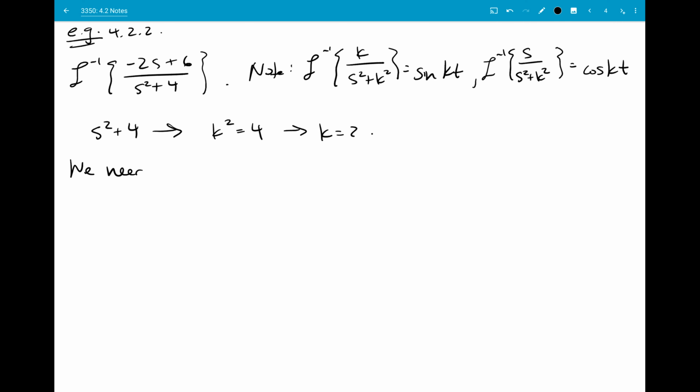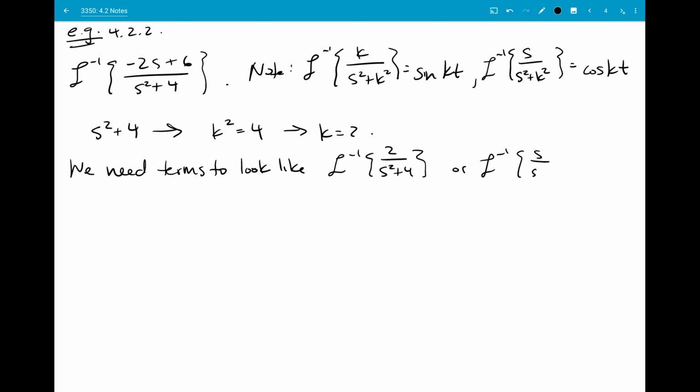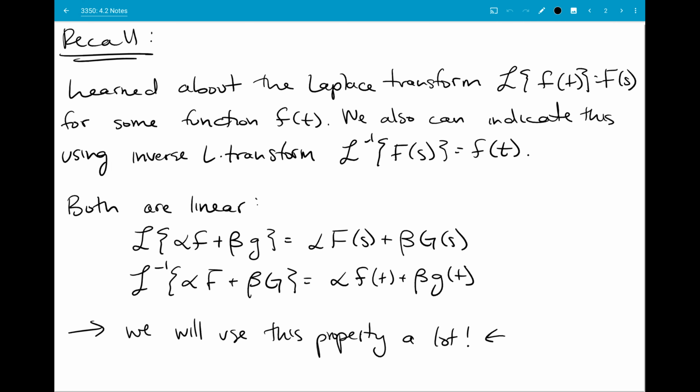So we need terms that look like L inverse of 2 over s squared plus 4 or L inverse of s over s squared plus 4. Then we would know that it's sine of 2t or cosine of 2t.